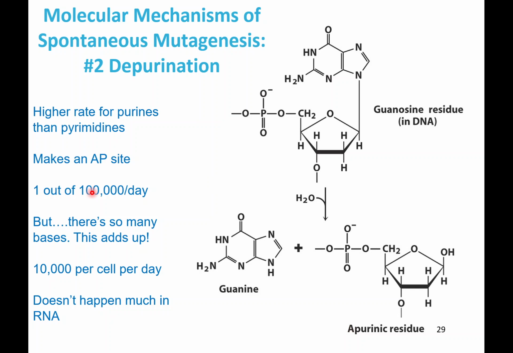Okay. This happens about 1 out of every 100,000 nucleotides per day. Okay, that doesn't sound like very much, but there's a lot of bases in DNA. So 1 out of every 100,000 is actually quite a large number. Okay, it adds up to roughly 10,000 times per cell per day. Okay, it doesn't happen that much in RNA. Okay, this is more of a DNA problem. And again, there's mechanisms in your cell to repair these.